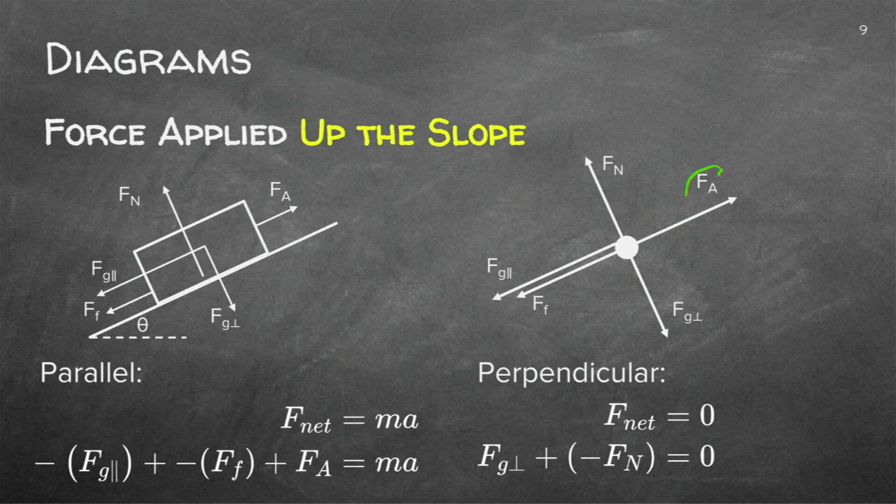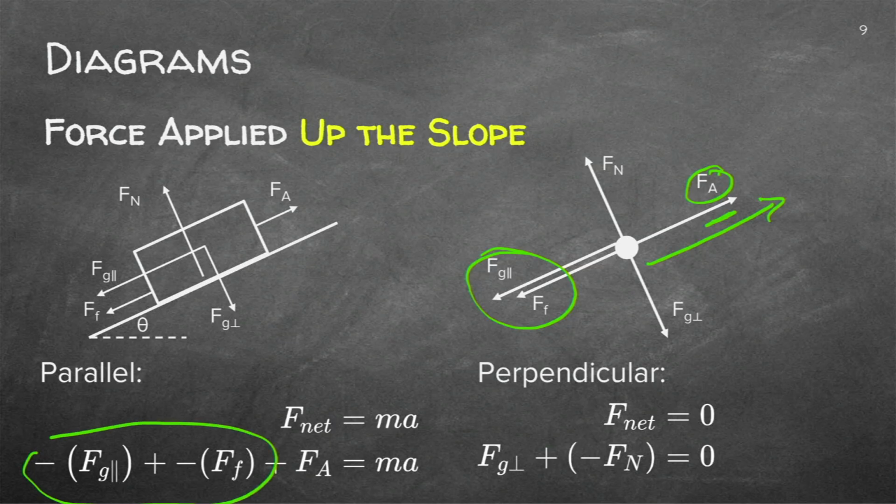Again, I've got the applied force going up, and I've got these two forces down. And as I said, this one is greater than this one because it's pulling this object up. And you can see here, I allocated negative signs to these two forces, and I've got a positive sign for the applied force. Make sure, guys, that you've got the correct directions.